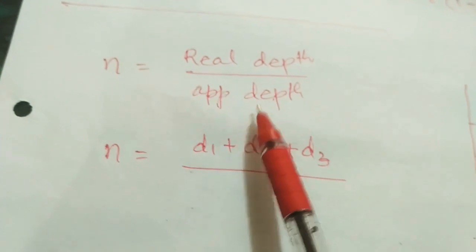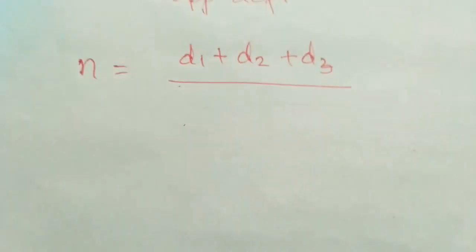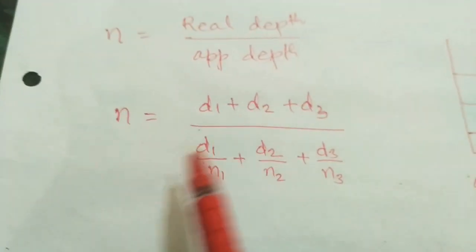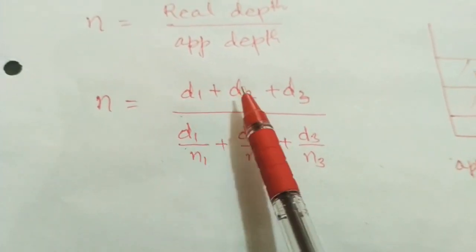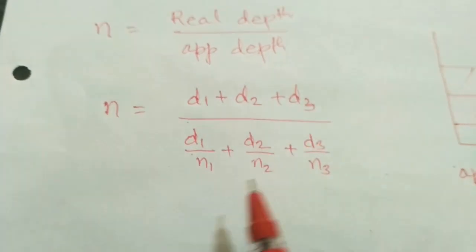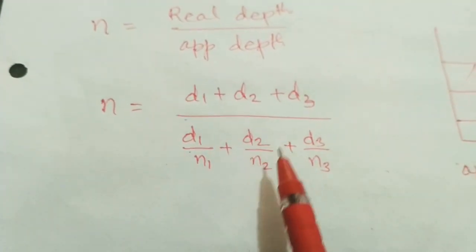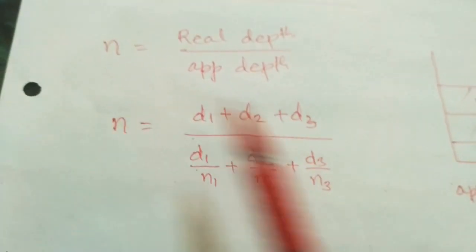On writing the apparent depth for all these media, the equation will be this, the final refractive index of the medium. The real depth becomes D1 plus D2 plus D3, and the apparent depths are D1 upon N1, D2 upon N2, D3 upon N3 for these media.